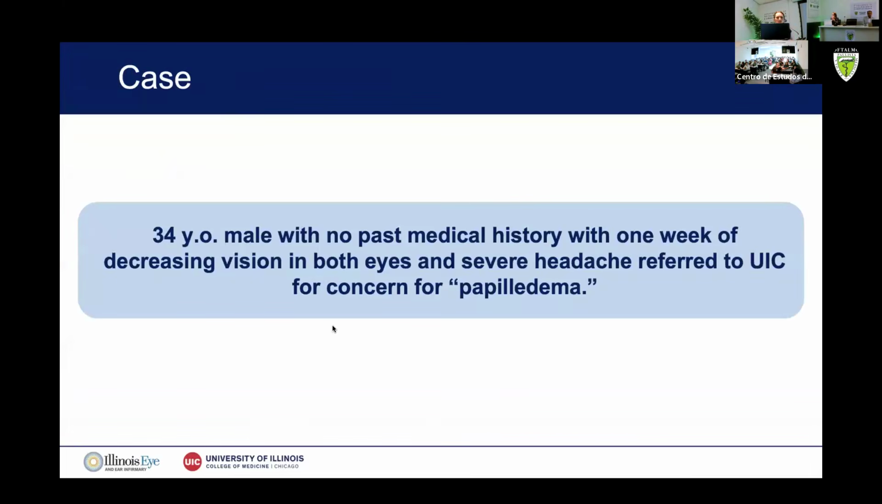This is a case of a 34-year-old male with no past medical history, presenting with 1 week of decreasing vision in both eyes and severe headache. He was referred to UIC for this concern of papilledema. He says that he started to lose vision in the right eye about a week ago. It started out in the top corner, and then slowly over 2 days, he woke up with no vision in that eye. The left eye was then subsequently involved as well.